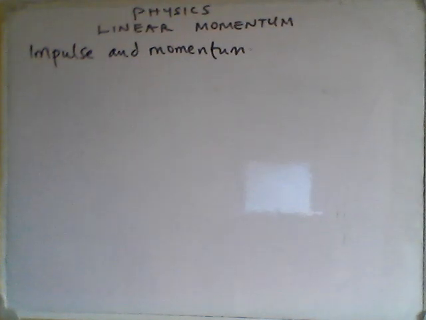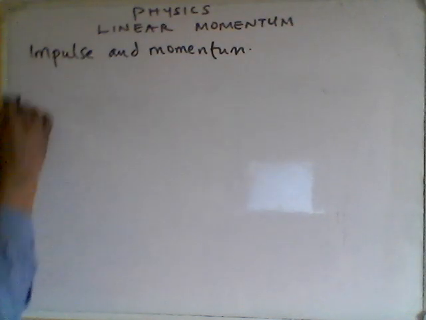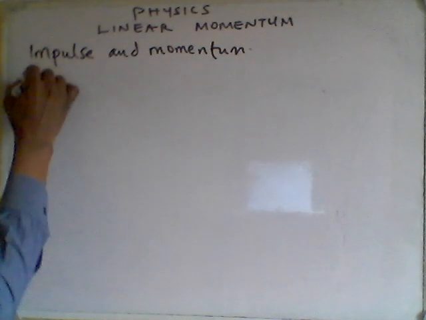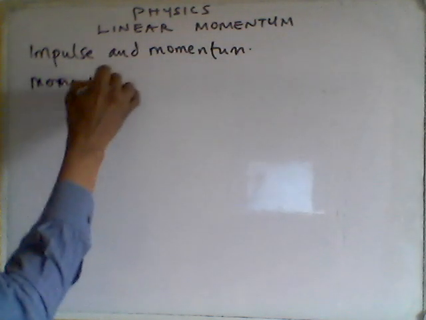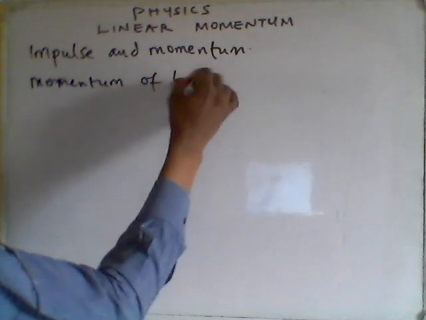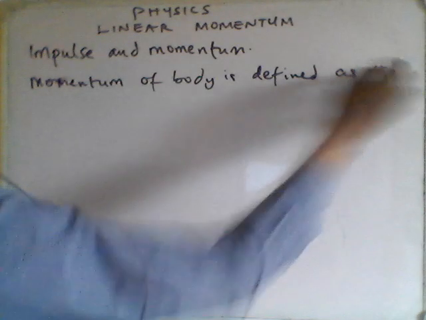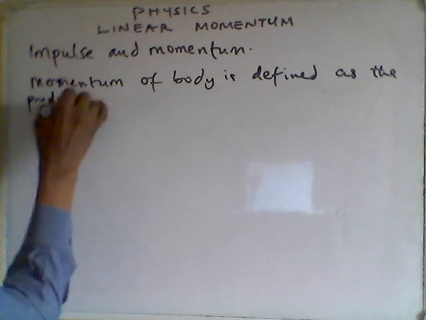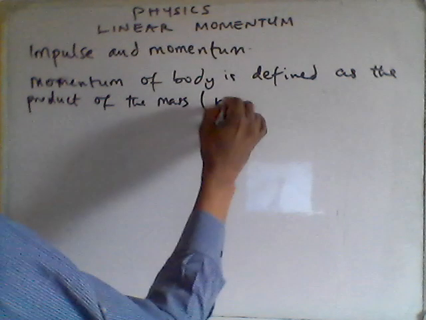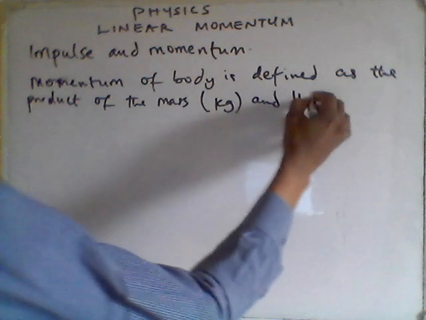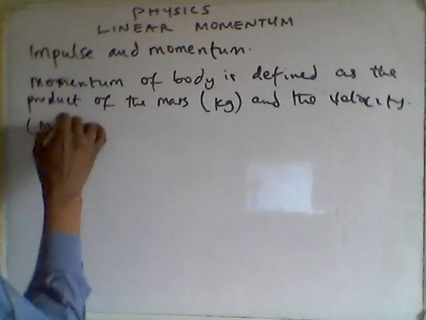So we have impulse and momentum. First of all, the momentum of a body is defined as the product of the mass and the velocity. The momentum of a body is defined as the product of the mass of that body, measured in kg, and the velocity, in meters per second.